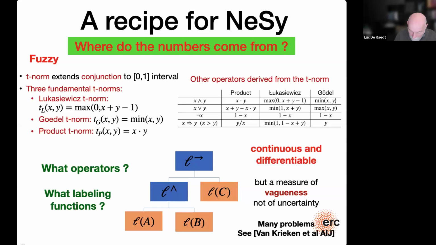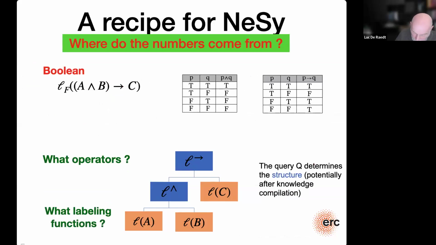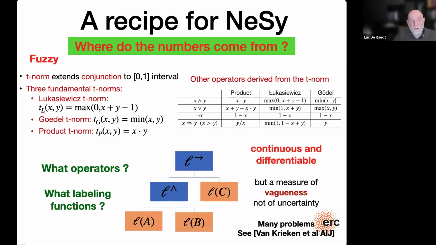And in the case of Boolean logic, it's very simple. You've got the typical truth tables that will propagate the labels that are true or false from the leaves to basically the top. In fuzzy logic, people typically use these t-norms, and there are these three fundamental ones: Lukasiewicz, Gödel, and product t-norms, and they all have slightly different operations and properties, but they're all continuous and differentiable, so they can be used, and they are being used inside neurosymbolic AI systems.